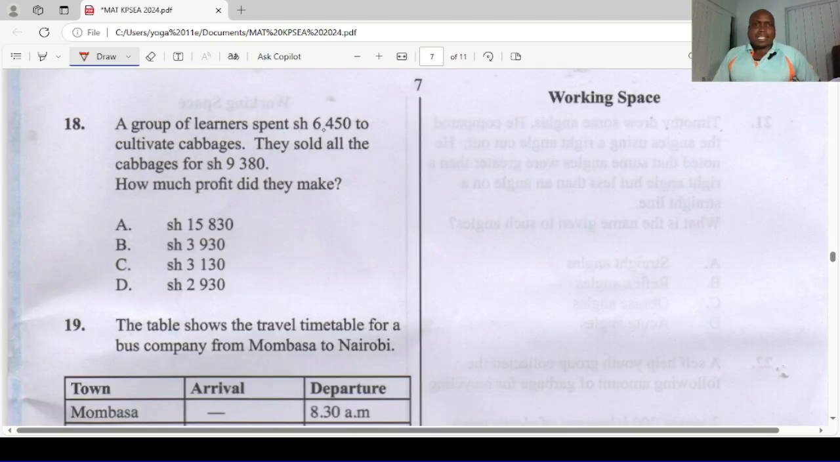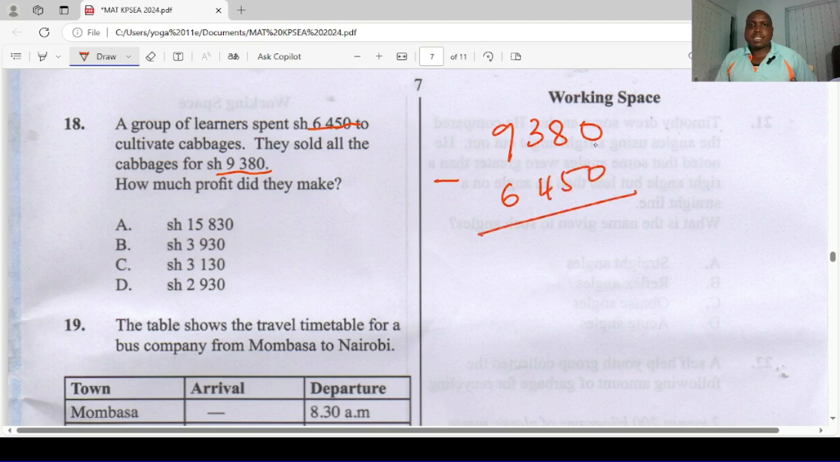They spent shillings to cultivate cabbage. They sold all of the cabbages for shillings. How much profit did they make? So they used 6,450. They sold for 9,800. So the profit is 9,800 subtract 6,450. 0. 8 minus 5, 3. 13 minus 4, 9. 8 minus 6, 2.